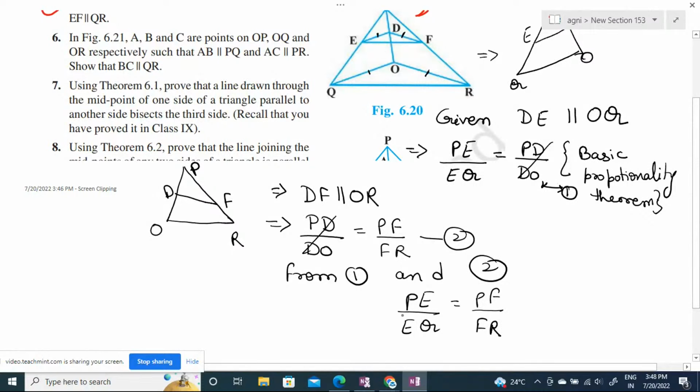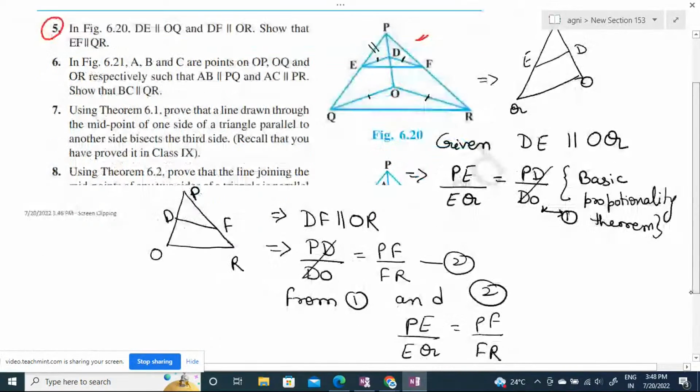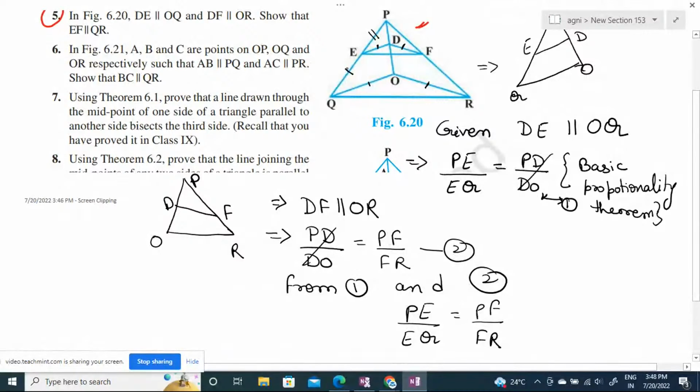Now we observe where this ratio goes. PE, we can see this. Then EQ, then this. Then PF, this is this. And FR, that means this. That means the whole of the triangle, that is the big triangle. So in the big triangle we can see this line EF and this line QR.